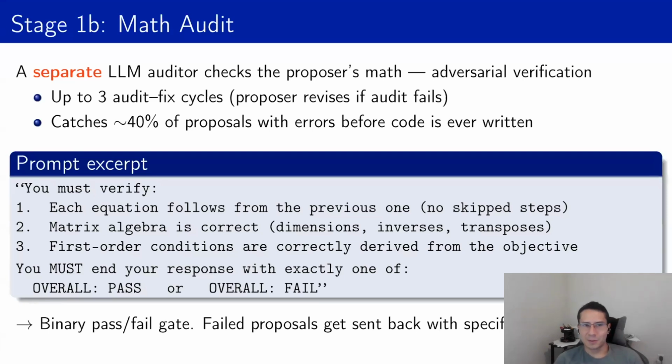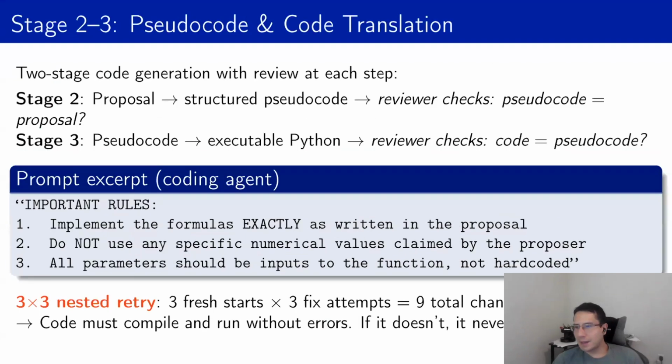So what I did was a separate math audit to check the proposer's math using adversarial verification: you must verify every equation, and so on. This allows up to 3 audit-fix cycles. So the proposer will revise if the audit fails, and it catches roughly 40% of proposals with errors. So in 40% of proposals, the math wasn't internally consistent, so it just removes them. Yep. And for the ones that pass or are trying to pass, you get the comments to see what was wrong.